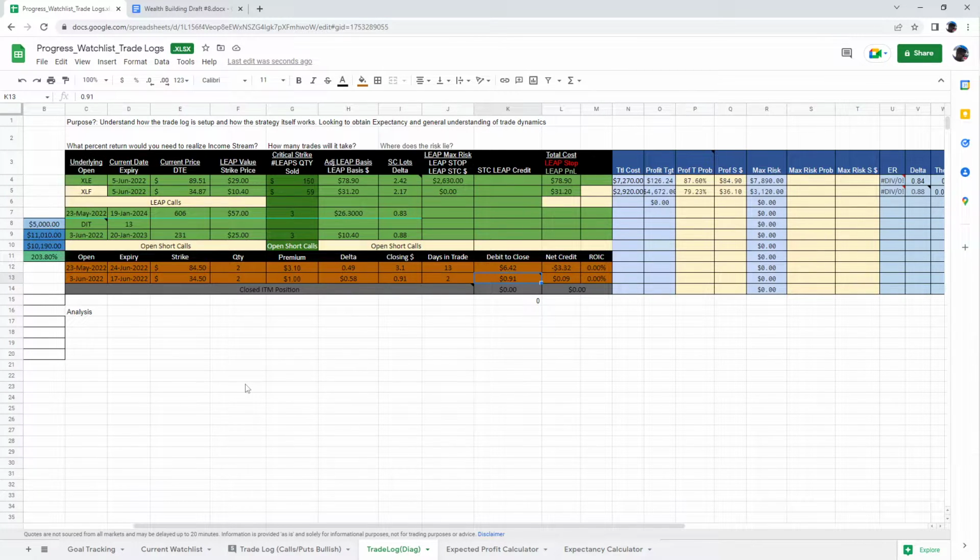So my question on the trade log is about the debit to close that you have listed down there, 0.91. Does that feed into any other formulas on the top in the green section for your long calls? I don't think it does. Let me look at my sheet. I don't think it does in mine either. But it should count for the adjusted leap basis, if you start closing out leaps, then you should be pulling something from there.